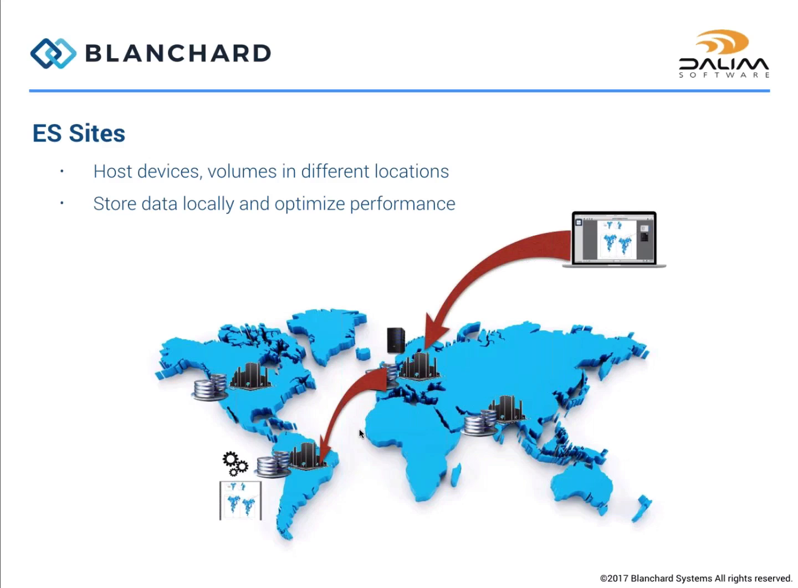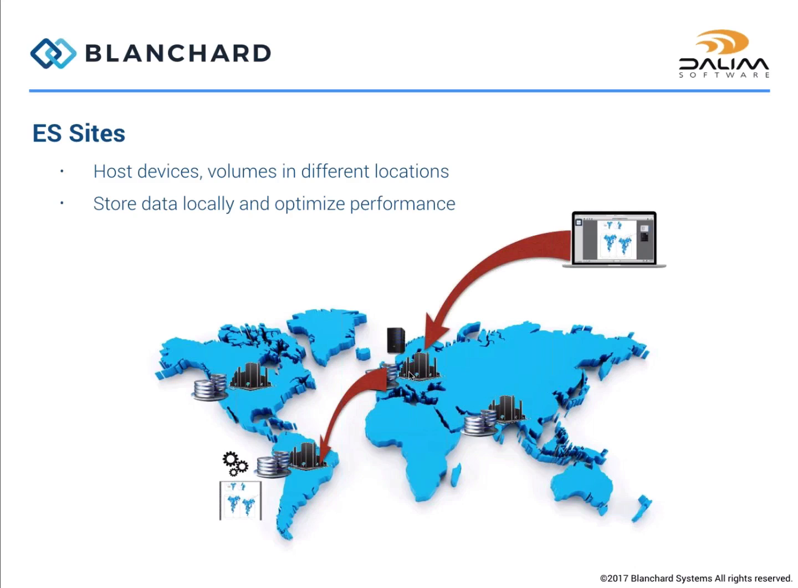This upcoming release will include support for instances of ES that are spread across multiple sites. What this will allow you to do is host either devices such as eTwist and renders or volumes in different physical locations. This would allow you to store the data locally so you don't have to consume as much network traffic. It would also allow you to optimize the performance of the system by controlling what work is stored in what location.